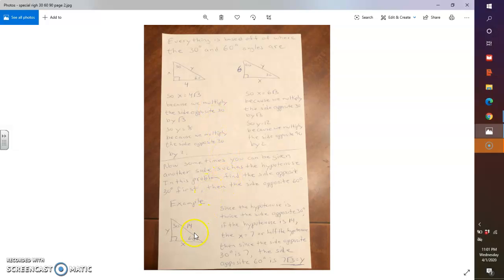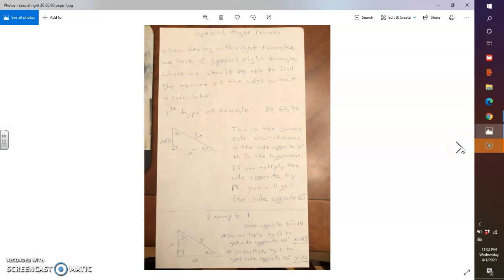So you have to be aware of where the 30 and 60 are as well. Now, sometimes we're given the hypotenuse instead of the side opposite 30. When that happens, it's pretty simple. We're just going to divide the hypotenuse by 2, and that becomes my side opposite 30. Think about it. When you take the side opposite 30, you need to double it to get the hypotenuse. So if you have the hypotenuse, it should make sense that you take half of it to get the side opposite 30. And once we have the side opposite 30, we multiply it by root 3, and that gives us our side opposite 60. So x is equal to 7, and y is equal to 7 root 3. Once again, as in the notes right here, it's very important to find the side opposite 30 first.